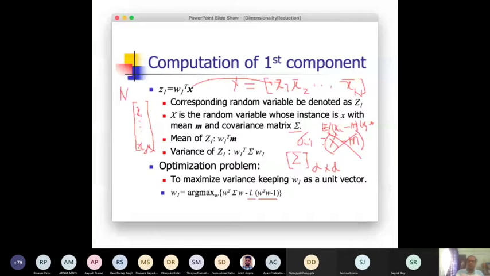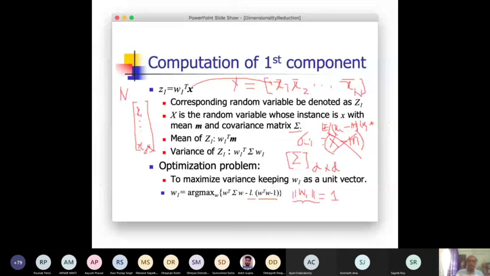This is the constraint because we have considered that the magnitude of W1 should be 1, right? Are you familiar with this particular notation? This is the norm notation, the L2 norm notation.